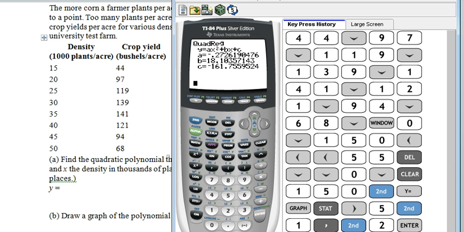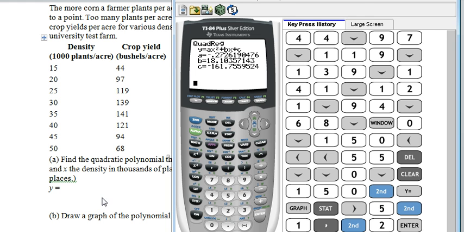The b is 18.104, and the c is negative 161.756.